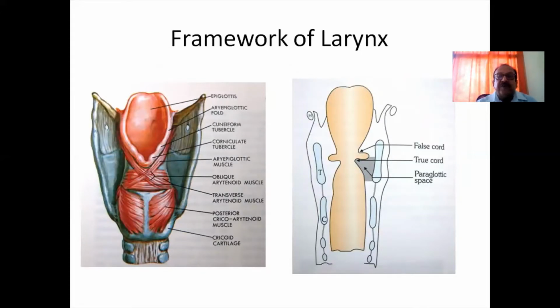Looking at the framework of larynx, as we open the larynx, this is the epiglottis. These are the epiglottic folds. This is the corniculate cartilage, cuneiform cartilage. These will be the arytenoids, and these are the oblique arytenoid muscles. This is the transverse arytenoid muscle. This is the posterior cricoarytenoid muscle and the cricoid cartilage.